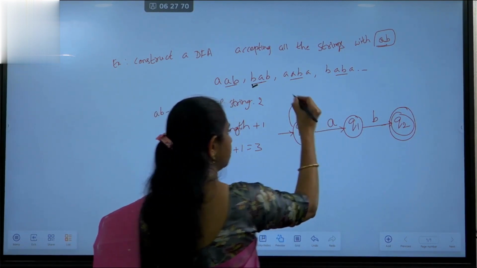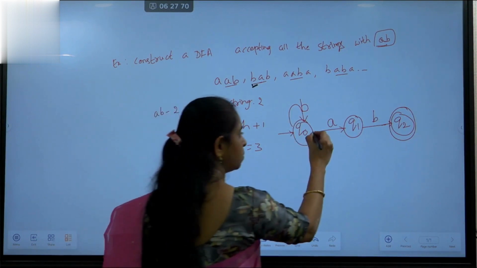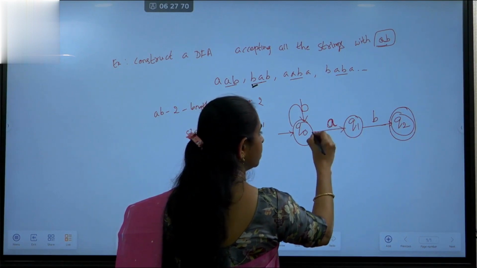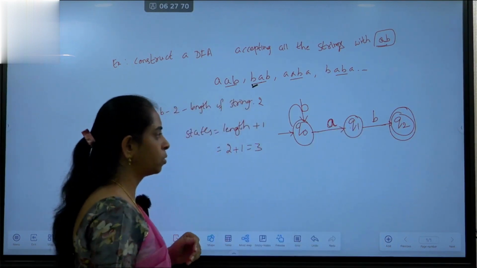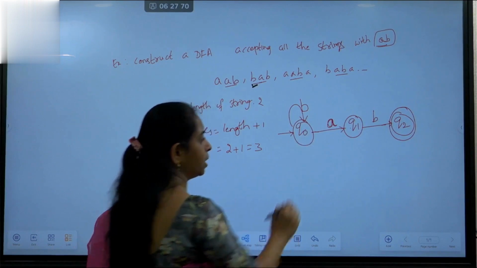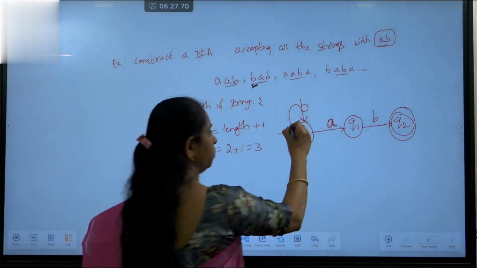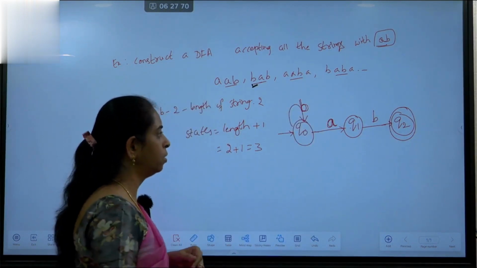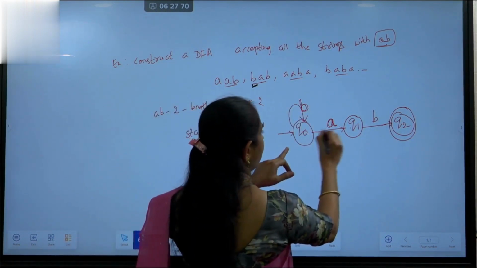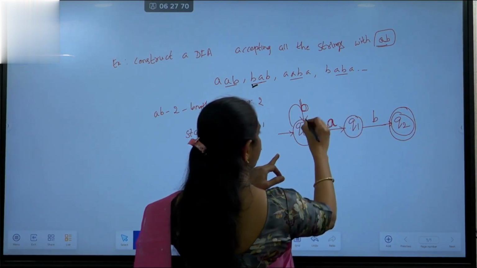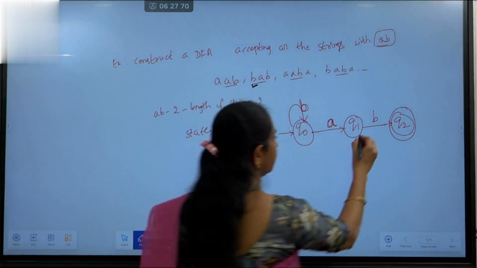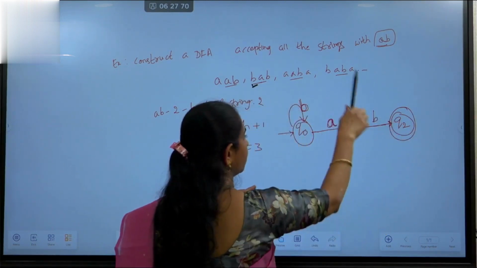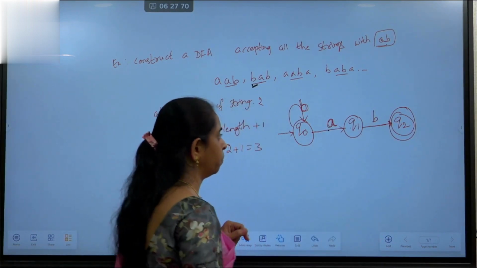So I am giving it as B, because already I have transitioned on input alphabet A from Q0 to Q1. There is no chance to transition on it again, because it is a deterministic finite automata. So we are transitioning on B from Q0 to Q0. On Q0 we have completed both alphabets A and B. Next, Q1 on input alphabet B we transition to Q2, because the given question is satisfied with AB.